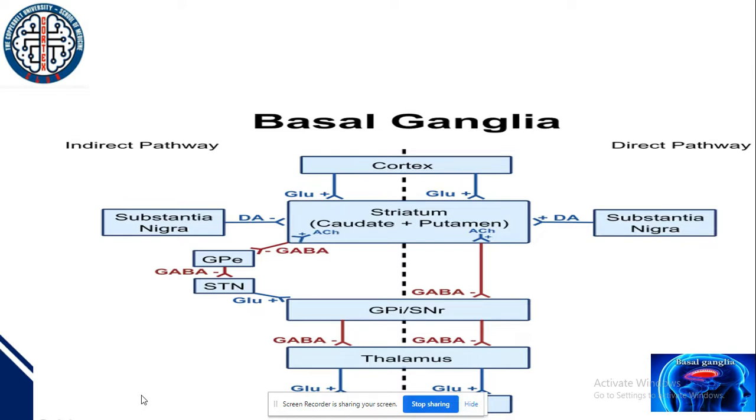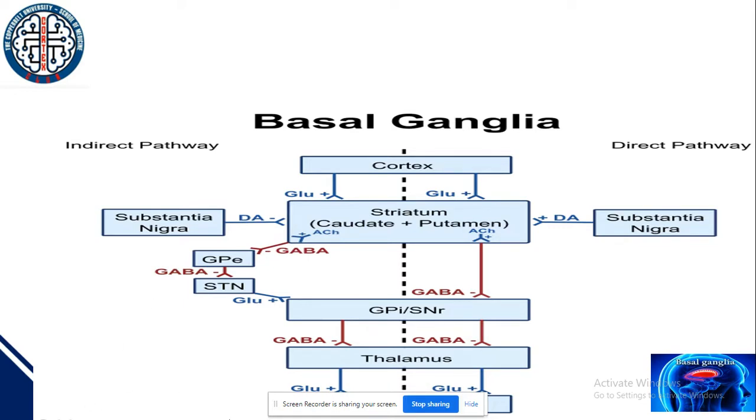So once glutamate excites the putamen, it is going to produce neurotransmitters which are going to inhibit the globus pallidus internus. We can see there GPi, which is the globus pallidus internus. Then we also have the substantia nigra reticularis, or rather the subthalamic nucleus. Okay, I'll clarify that later on.